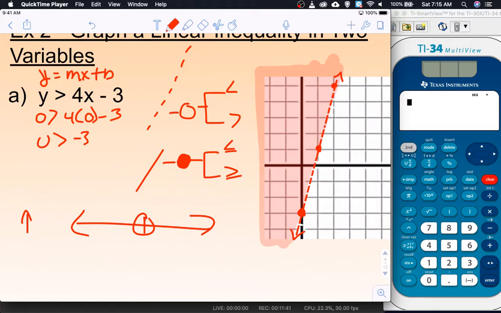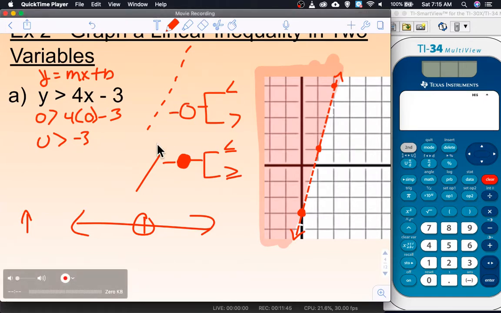Okay, a little weird for the first problem. So instead of having solid dot and hollow dot, we have solid line and hollow line. Instead of shading to the left and to the right, we're shading above it for greater than, and below it for less than.